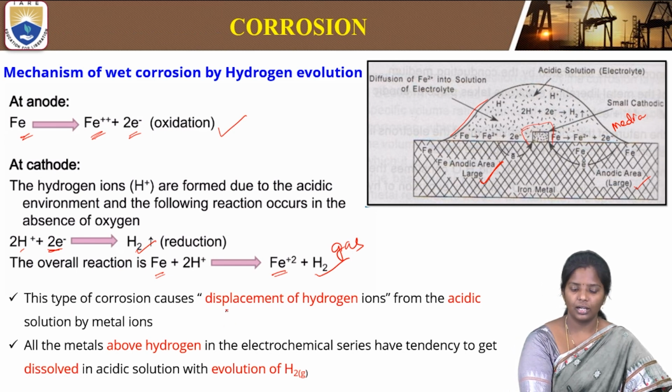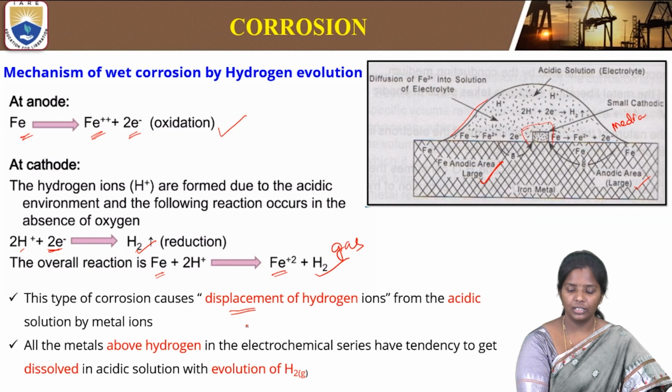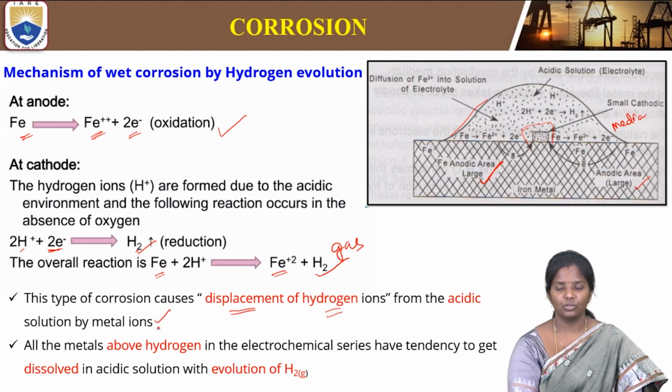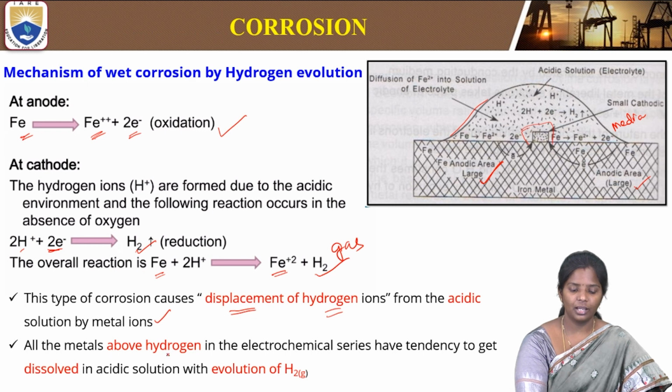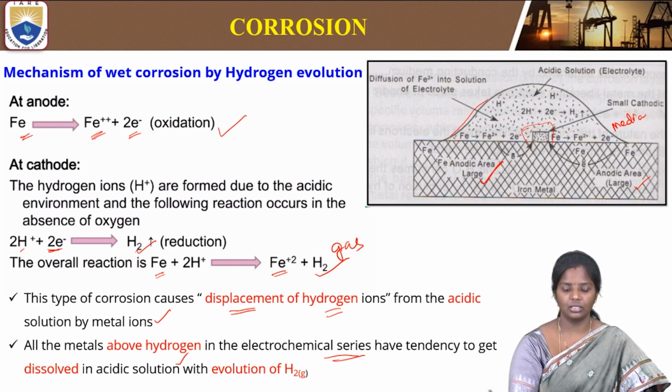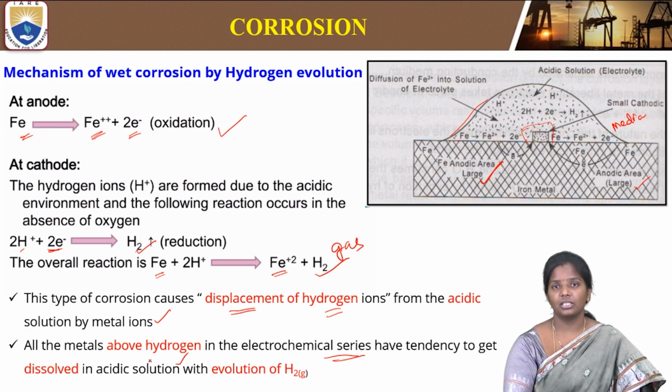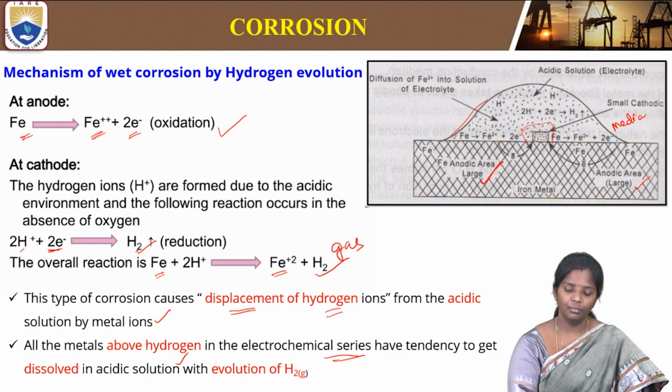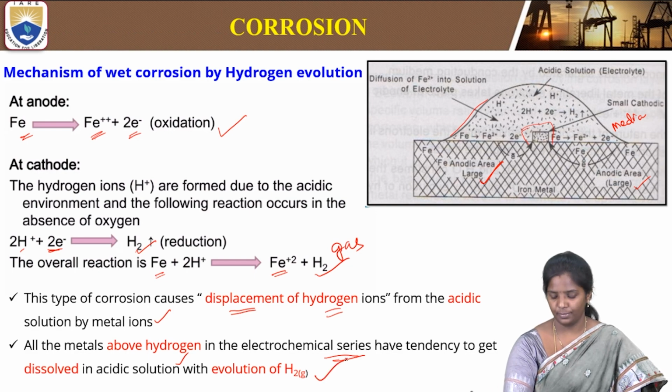This type of corrosion is caused by displacement of hydrogen ions from the acidic solution, because we are utilizing H+ ions from the acidic electrolyte. All the metals above hydrogen in the electrochemical series have a tendency to dissolve in acidic medium with hydrogen evolution. So if we see the galvanic series, all the metals above, which are highly reactive, will dissolve in acidic medium, giving rise to H2 gas.